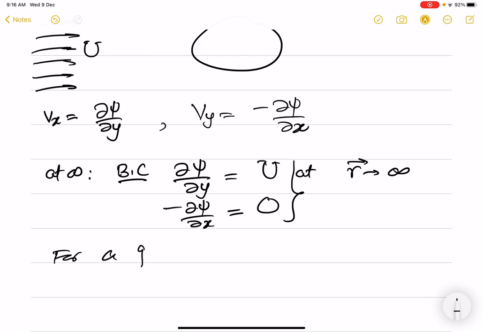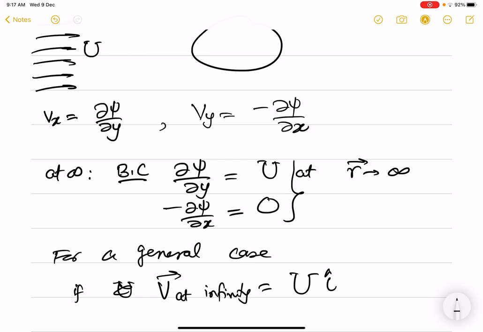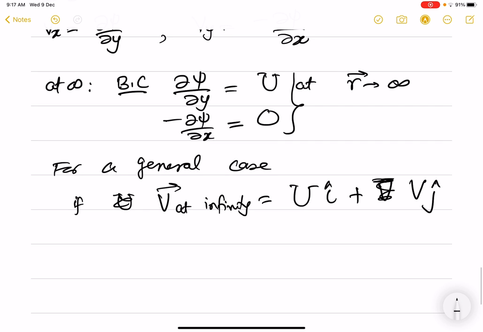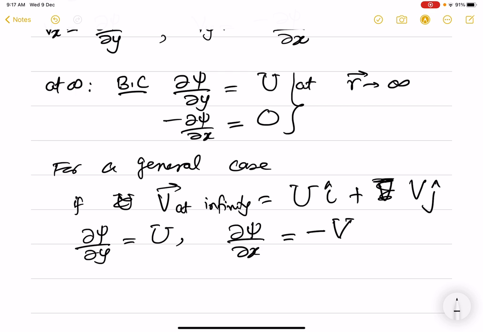For a general case, if velocity at infinity or far from the body is equal to capital U i plus capital V j, then in that case partial psi by partial y is equal to capital U, and partial psi by partial x will be equal to minus of capital V as r tends to infinity. So this will be the boundary condition which we will use.